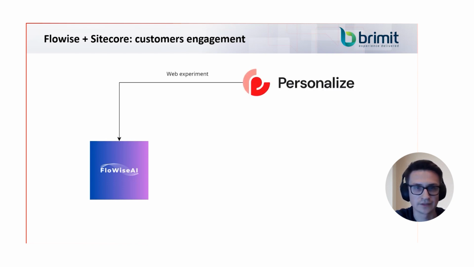And to integrate and run the assistant, we will use Personalize, as a web experiment. And that's great because we are able to leverage all the features provided by Personalize. We can conditionally show or hide the chat. We can run A/B tests, maybe in case we want to compare how various AI models perform in comparison to each other. And of course, we can measure the effectiveness of the experiment.